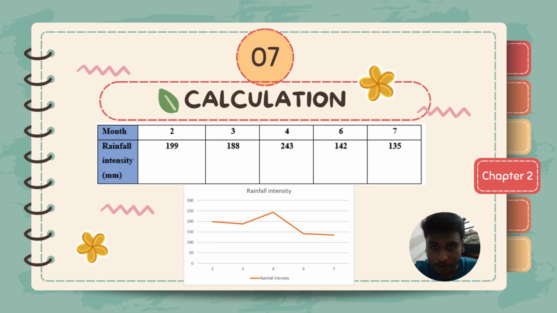So these are the rainfall intensities that we have here. You can see this is the graph for the rainfall intensity. You see the curve here, bell shape. So now we go and find the missing data for the month of May. We want to find the rainfall intensity, how much is it. It must be between 243 and 142, so it should be decreasing in the graph.